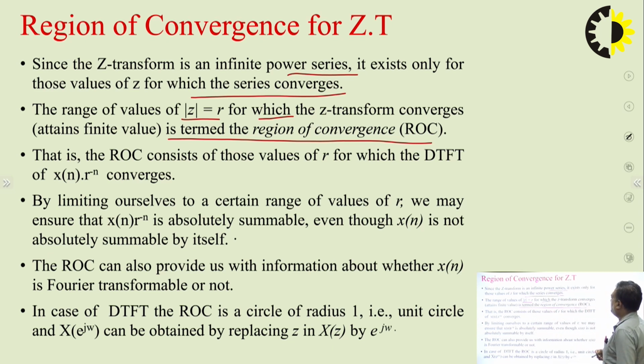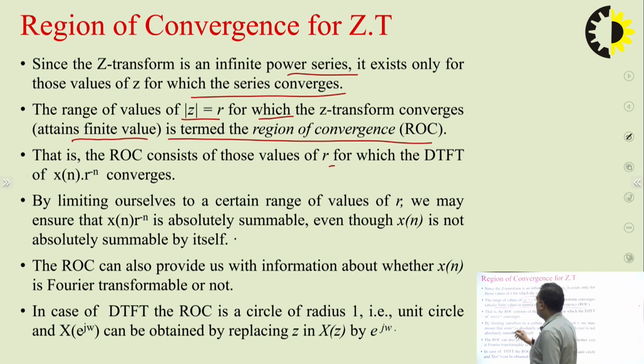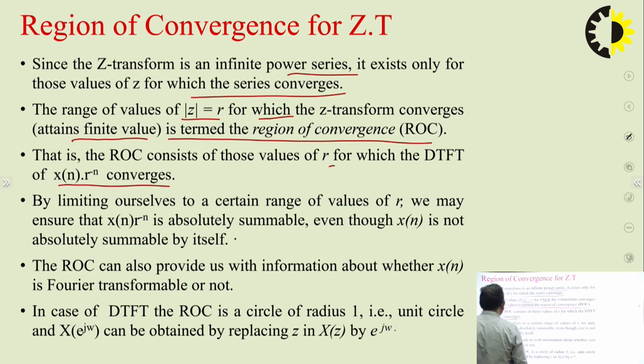If the z transform converges, it means it attains a finite value. So the ROC consists of those values of r for which the DTFT of x[n] into r to the power minus n converges.